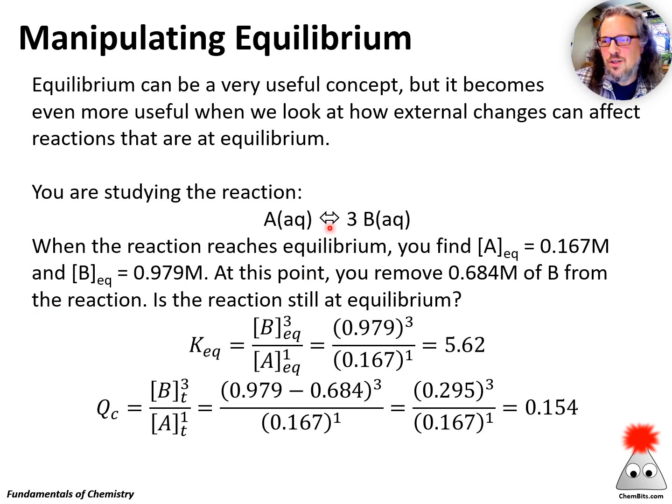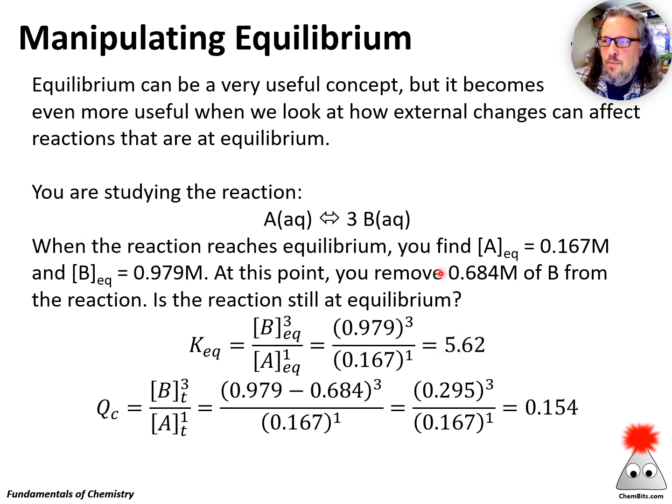We've got numbers, so let's go ahead and calculate the equilibrium constant. KEQ is B raised to the third power, because of this 3, divided by A raised to the first power, because that implied 1. Plugging in our values, I get KEQ of 5.62.